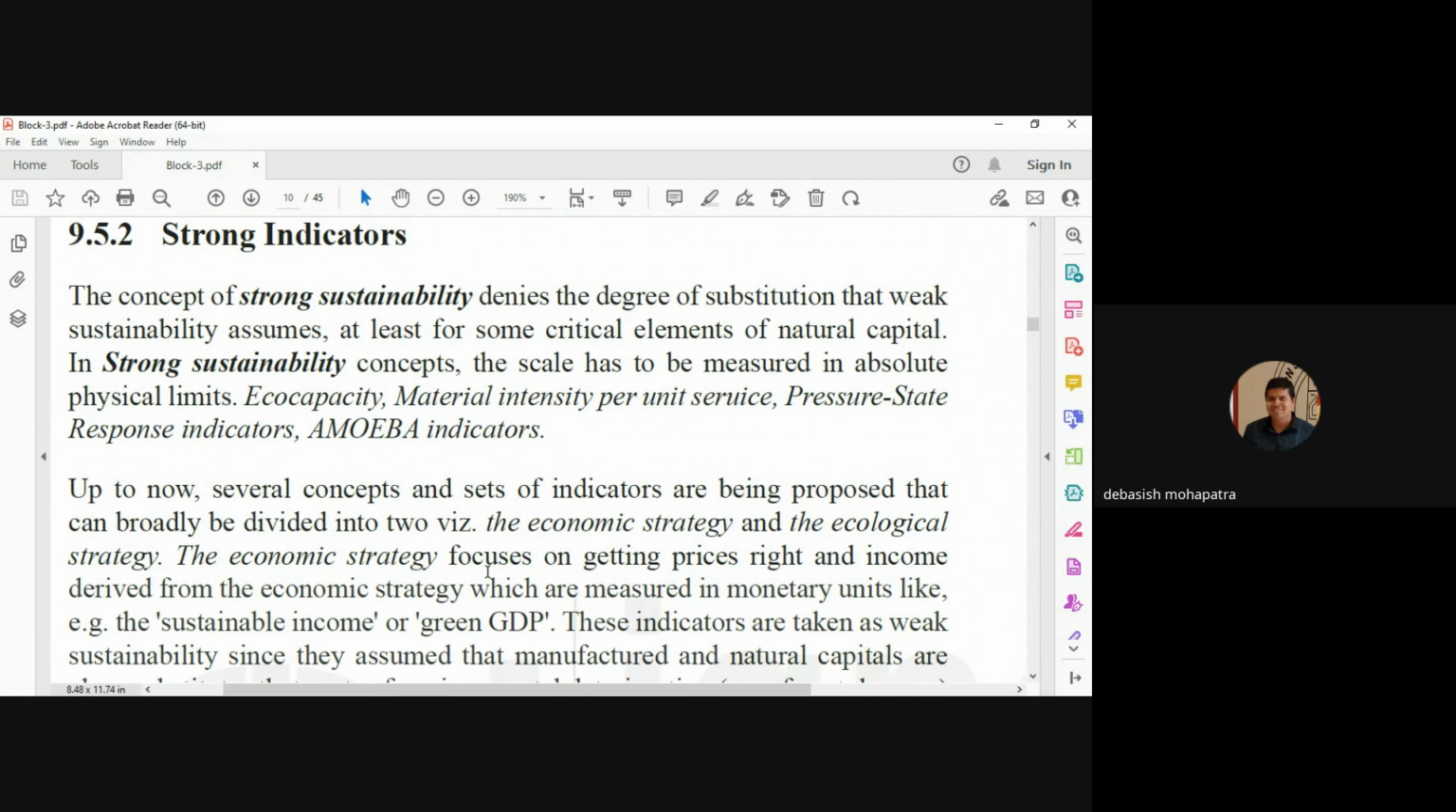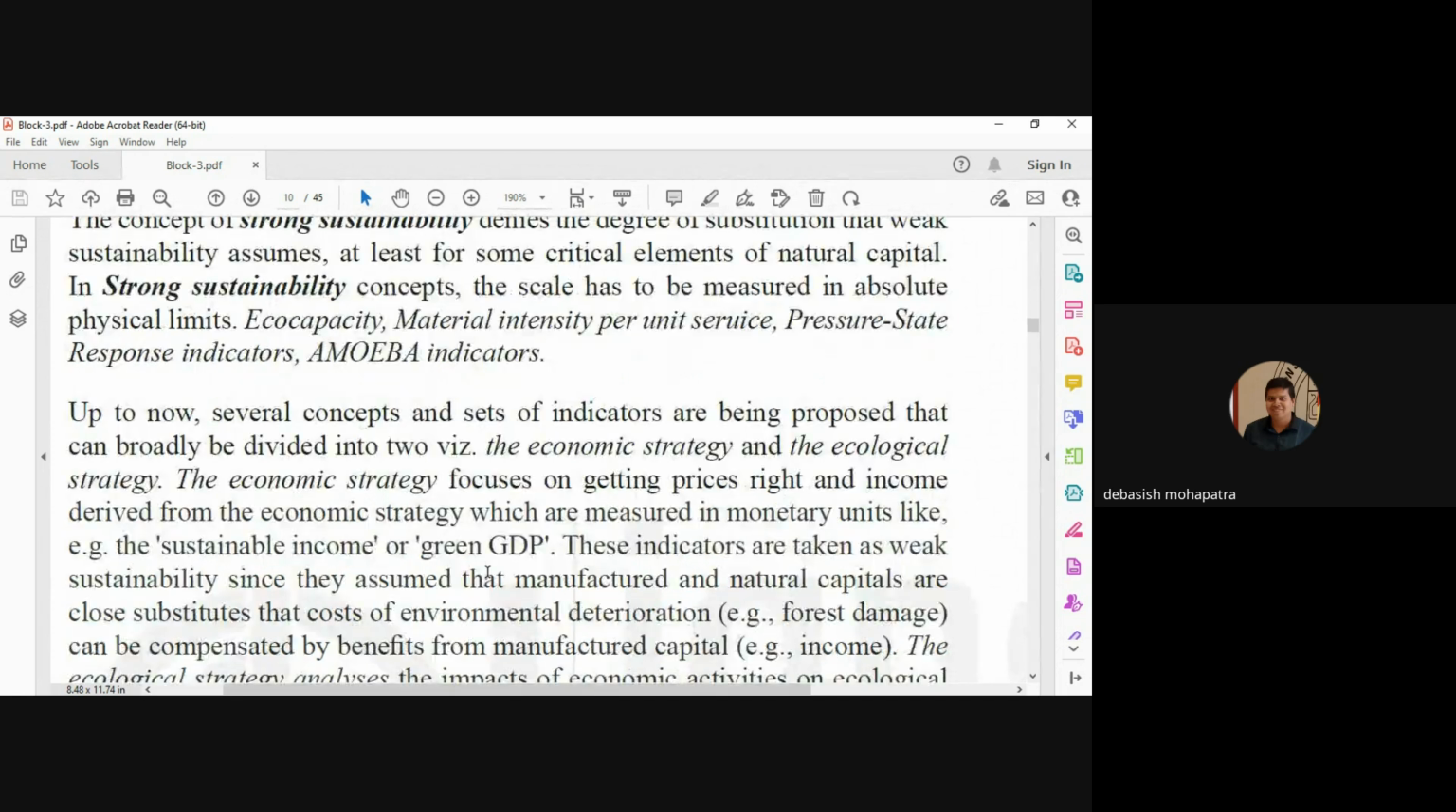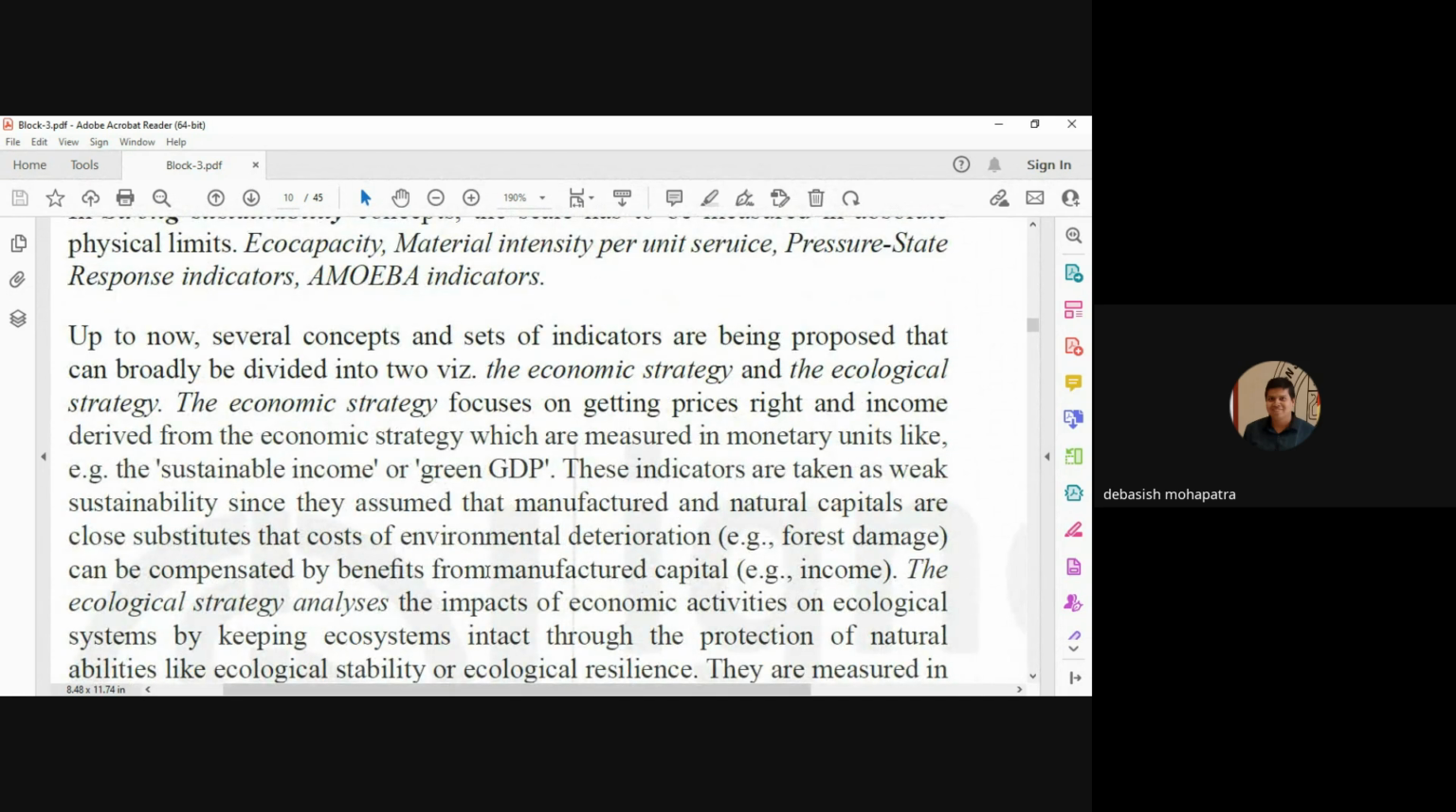Up to now, several concepts and sets of indicators have been proposed that can broadly be divided into two: the economic strategies and the ecological strategies. So the economic strategies focus on getting prices right and the income derived from economic activity, which is measured in monetary units, for example sustainable income or green GDP.